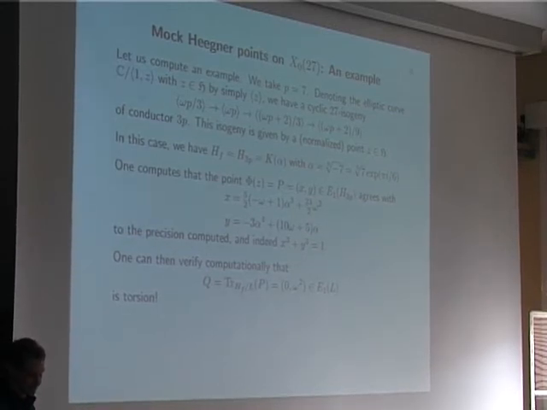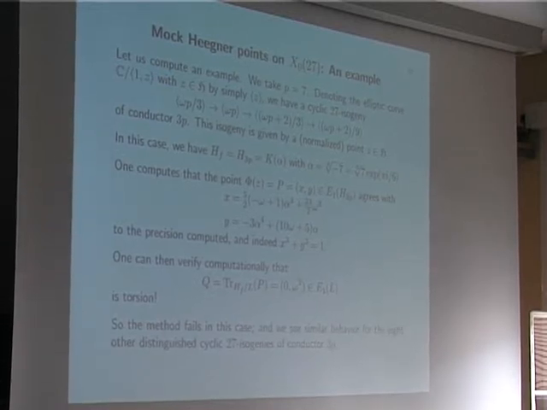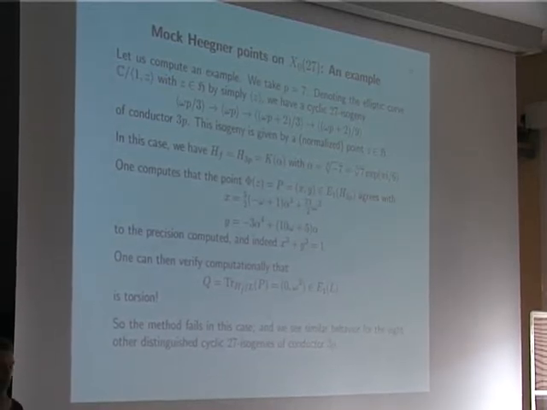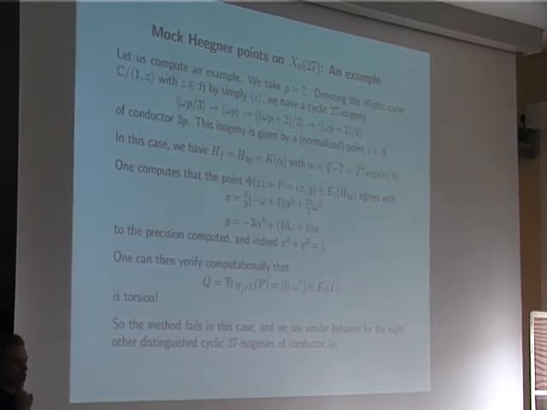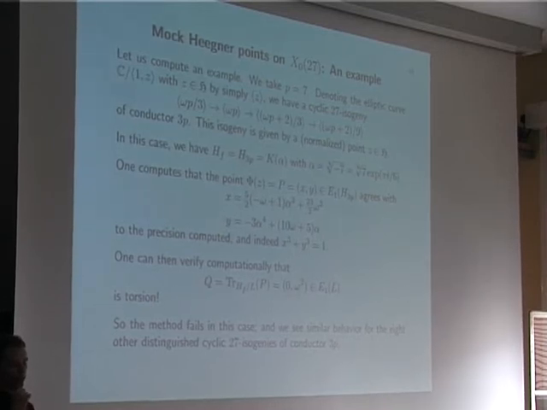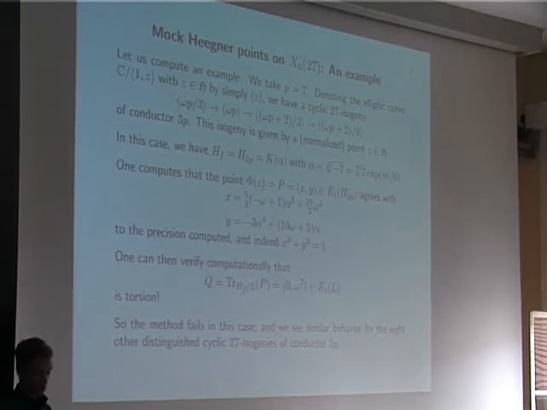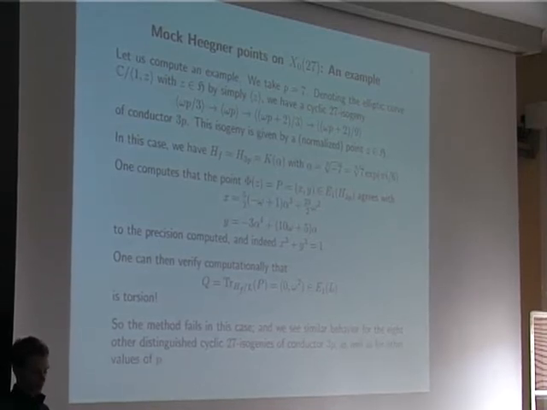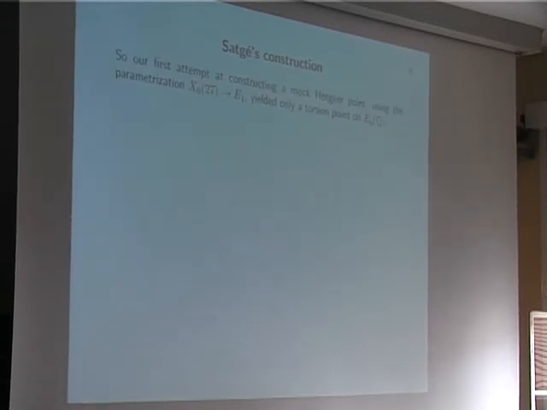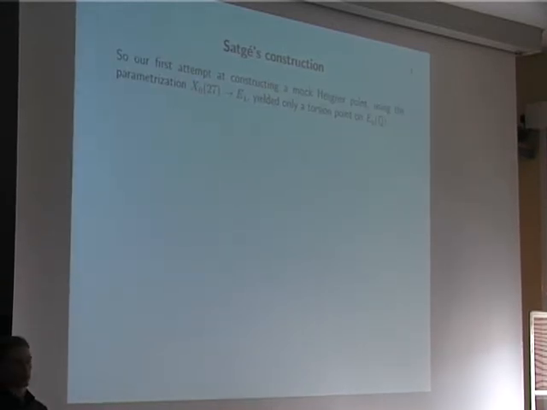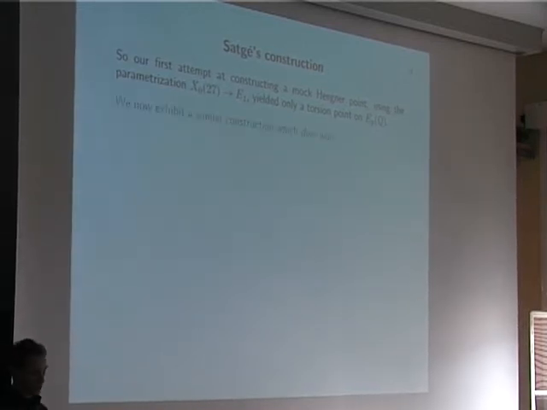OK. So we failed. So you try other things. You try other p's. You should also try some other distinguished cyclic 27 isogenies. And they all just absolutely give you torsion. And you actually prove that these points always give you torsion on X_0(27), if you want to. OK, so in our first attempt at constructing a mock Heegner point using this modular parameterization, which was the first thing that we thought of, we only got a torsion point, which is a major bummer.